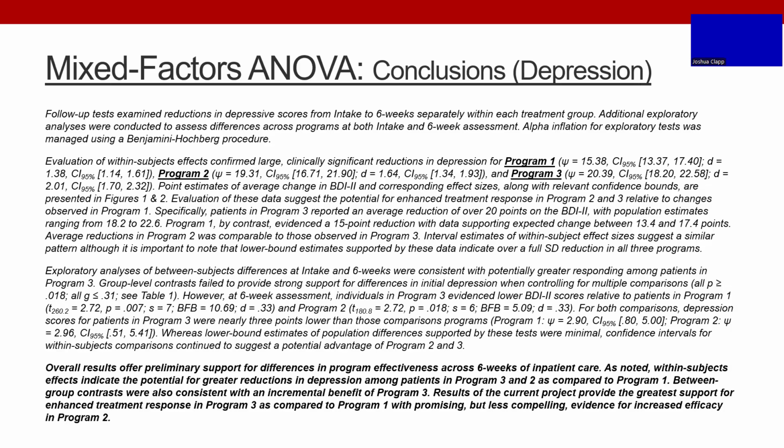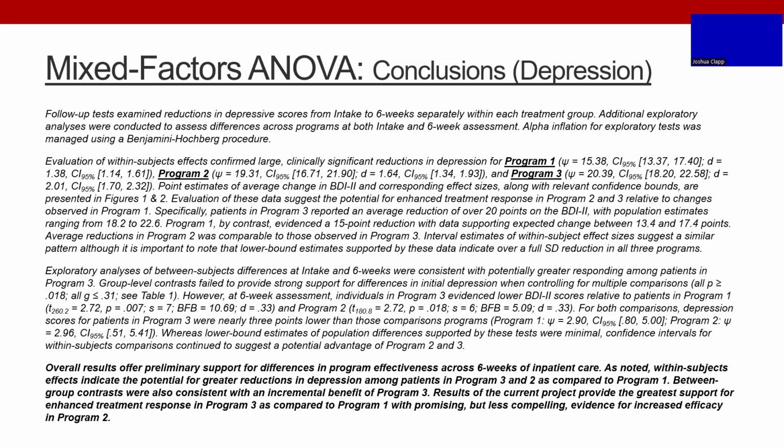So what we're saying is that the between group differences we're seeing, yes, show a statistical advantage for program 3. But if you're working with the BDI, a 3-point difference is probably not anything to be super worked up about. So we're just putting that in context and talking about what we can take away from that. Overall results offer preliminary support for differences in program effectiveness across 6 weeks of inpatient care. As noted, within subjects effects indicated the potential for greater reduction in depression among patients in programs 2 and 3 as compared to program 1.